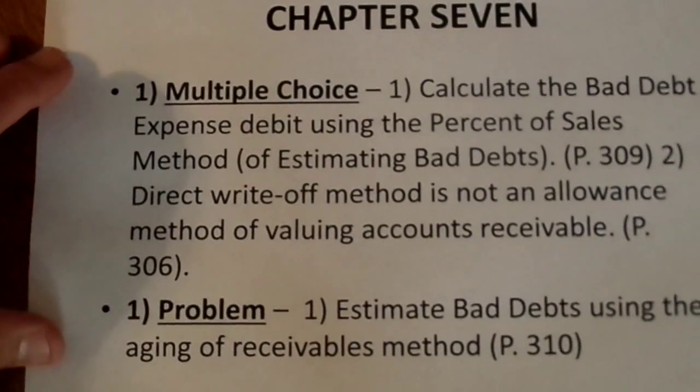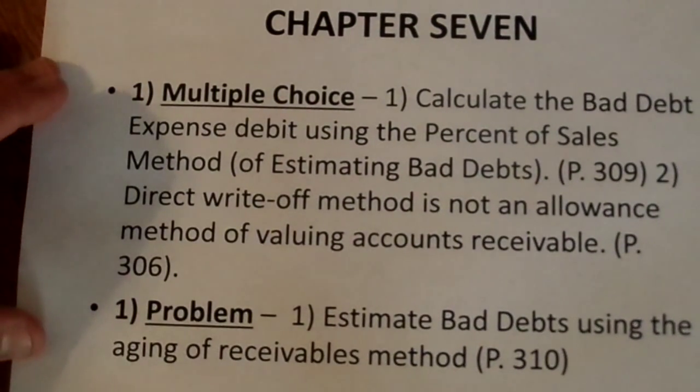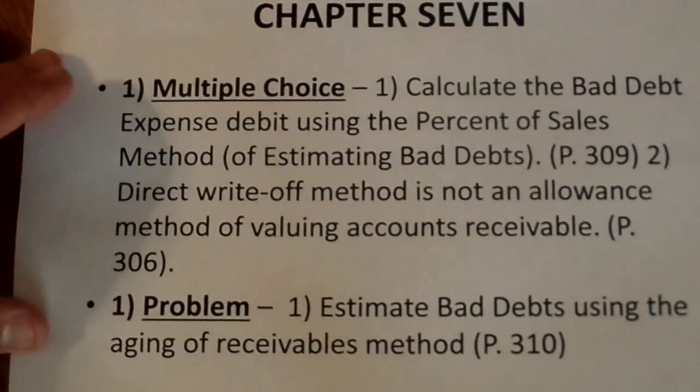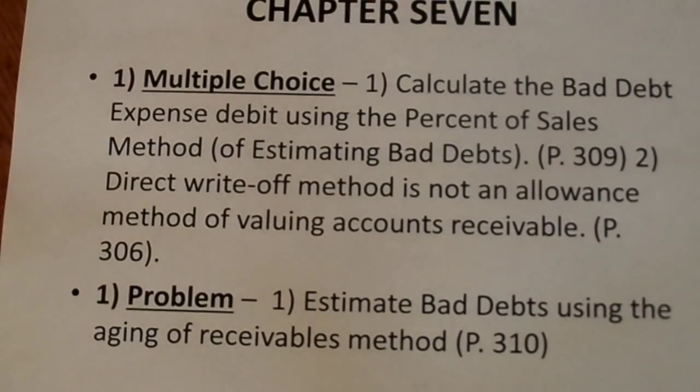Chapter 7. There are 2 multiple choice questions and a problem from this chapter. This chapter, remember, dealt with accounts receivable and bad debts. So first, we have to calculate the bad debt expense using the percentage of sales method of estimating bad debts. So remember, there are 3 ways to estimate bad debts. One of them is percentage of sales. It's page 309. Go back and have a look.